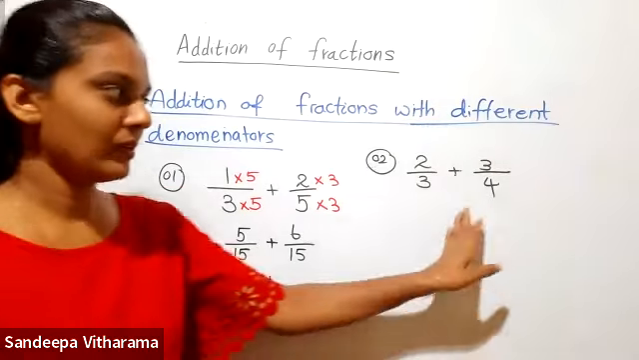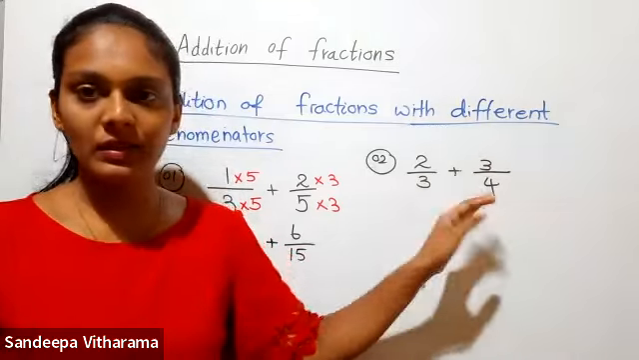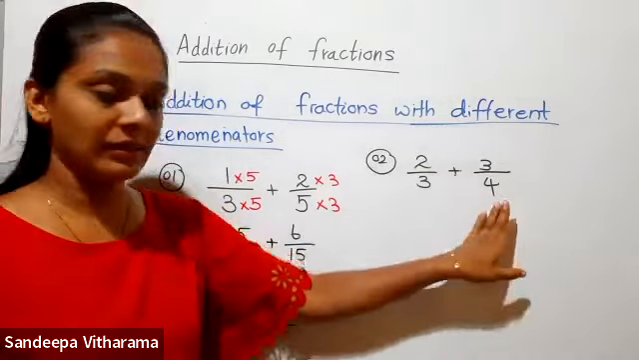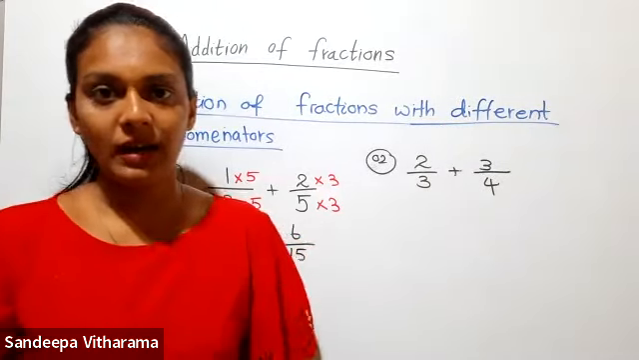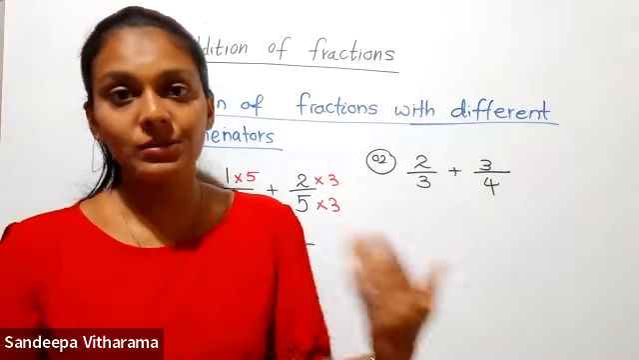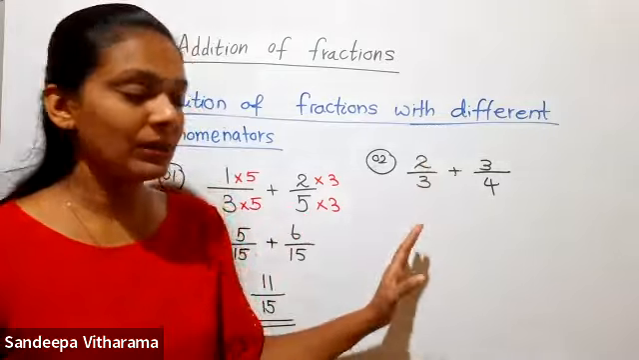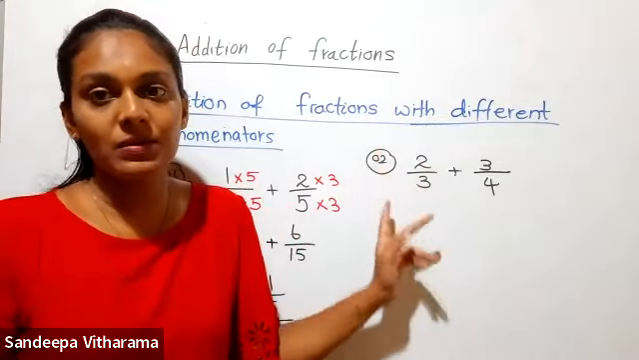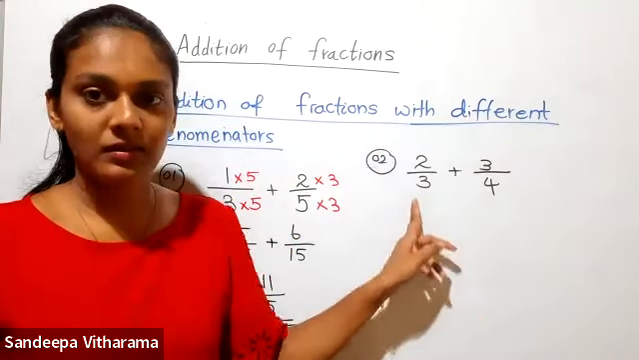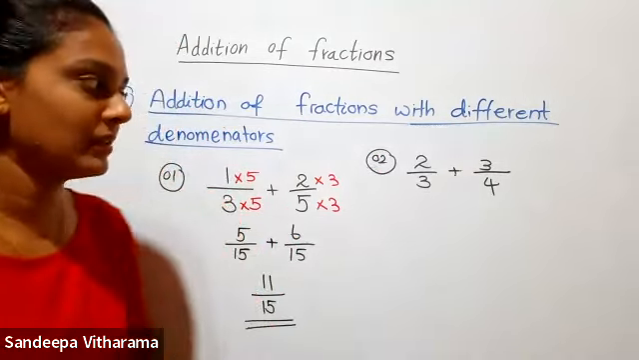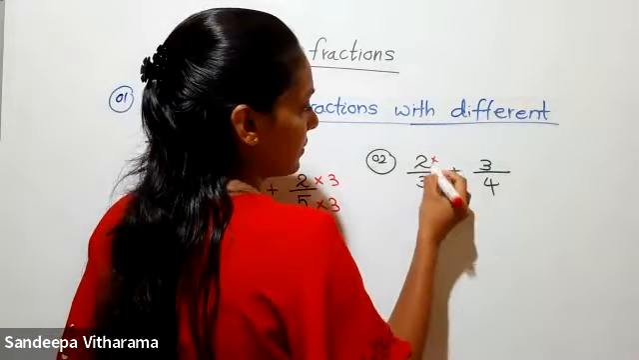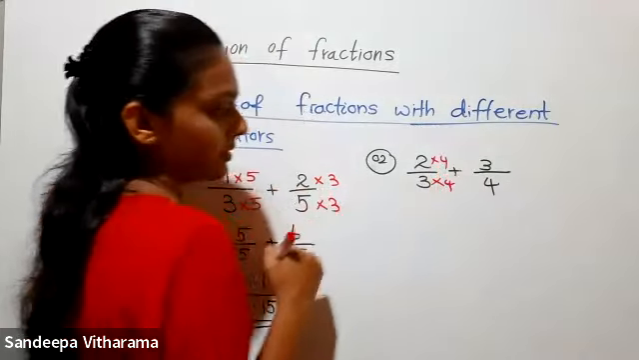You can first of all move to the highest number in between these two. Then after that take the multiples of this highest number. 4 into 1, 4. 4 into 2, 8. 4 into 3, 12. That means 12 is also a multiple of this number. Then you can multiply this by 4 to obtain 12.